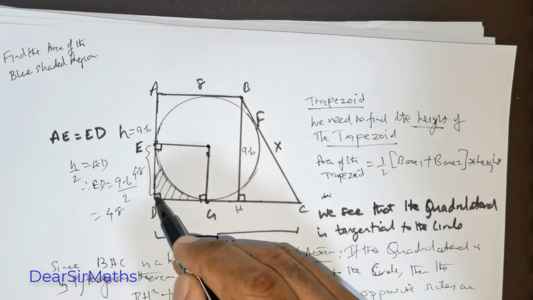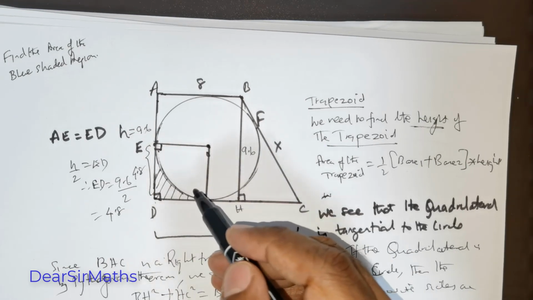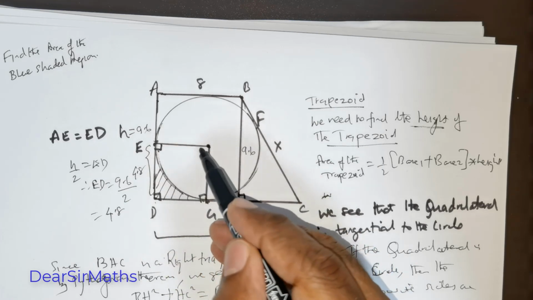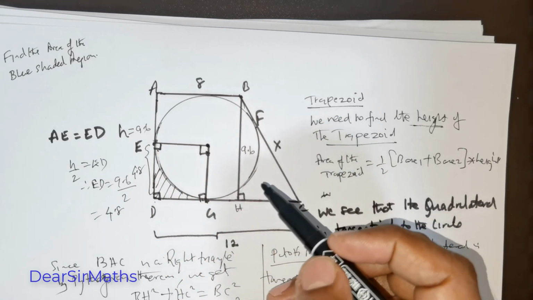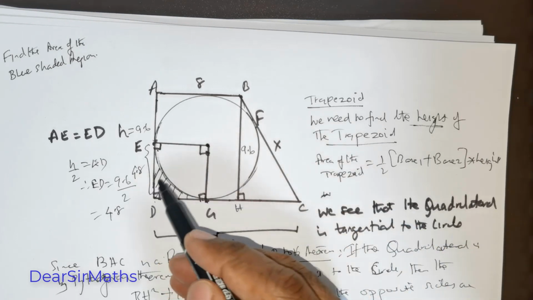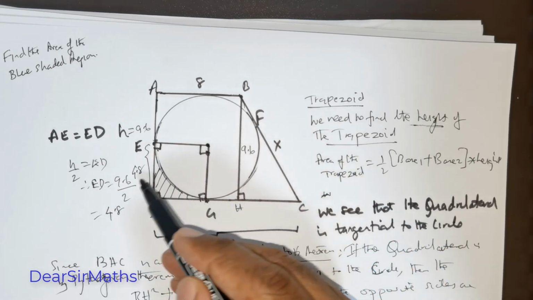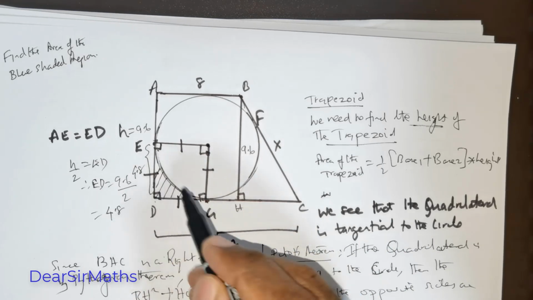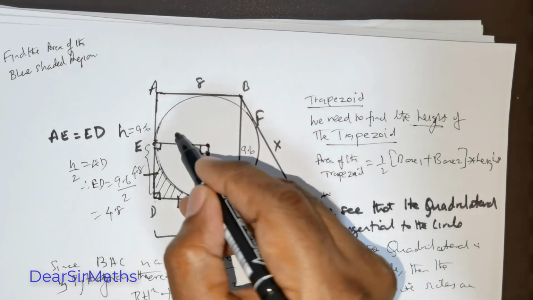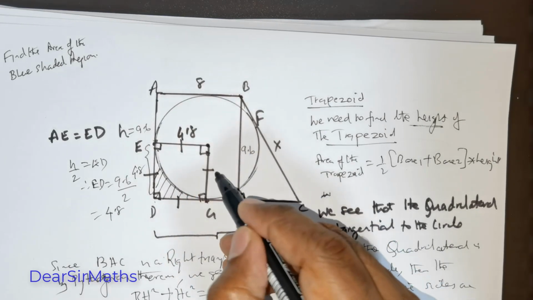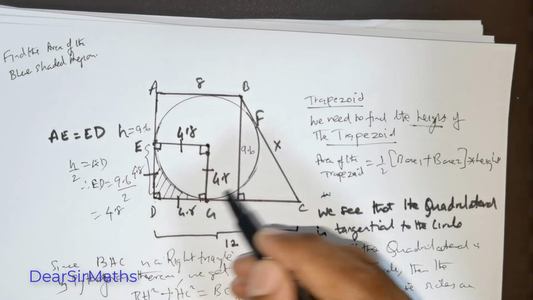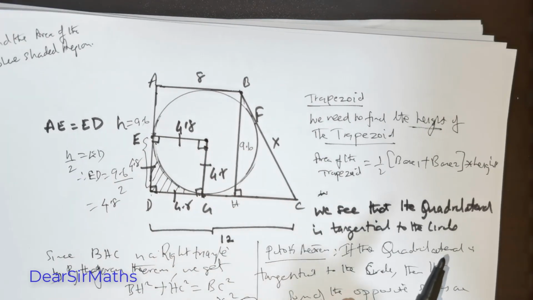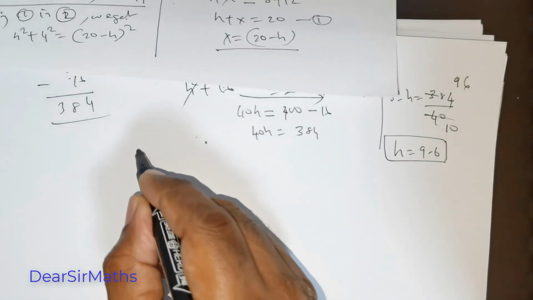Now this is 90, this is 90, this is 90, that's 3 90s is 270. Now sum of the angles in a quadrilateral is 360, so this is going to be 90 degrees. Okay, so what have we got? We got a square, and I know that all the sides of a square are going to be equal. I have got this as 4.8, so this is 4.8, this is 4.8, and this is 4.8, right? So what is the area of this square? Let me write that down.